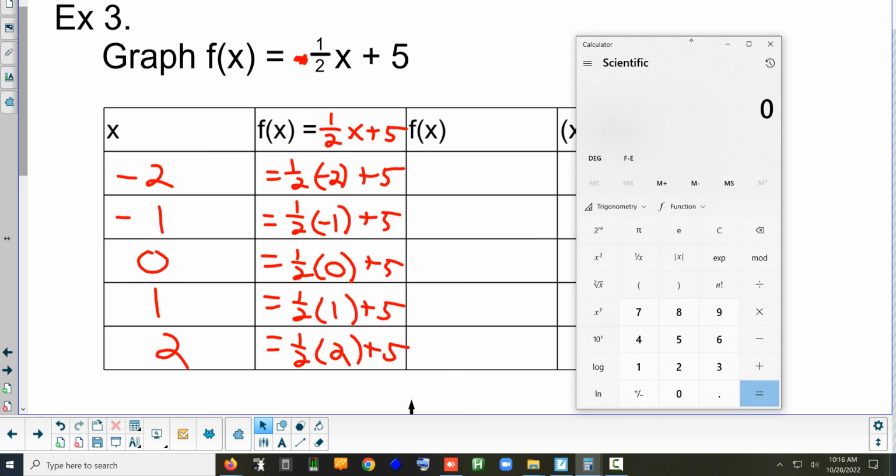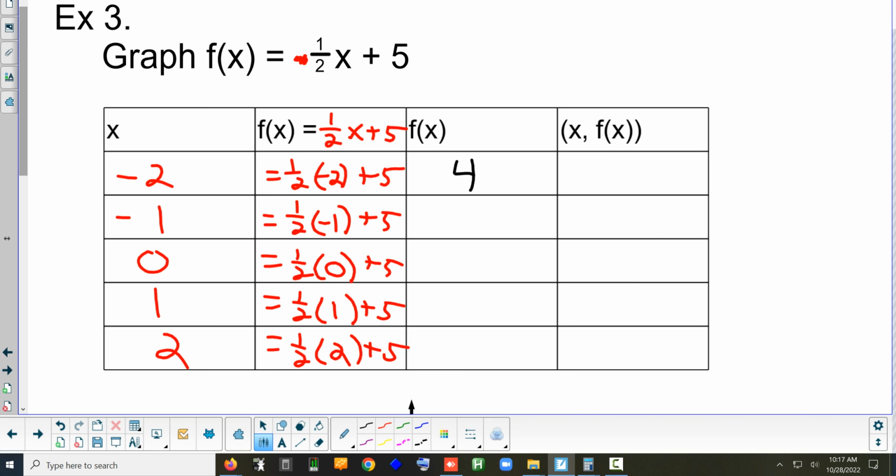So the first one is 1/2. What's 1/2 the same as a decimal? 0.5, right? So I could just do 0.5 because that's easier for me to do on the calculator. And if I put 1 divided by 2, it's just going to change it to 0.5 anyway. So I'm just going to do 0.5 times -2. And then I have to add 5. So I got 4. That's the first one.